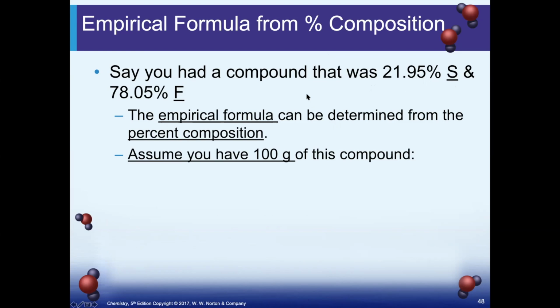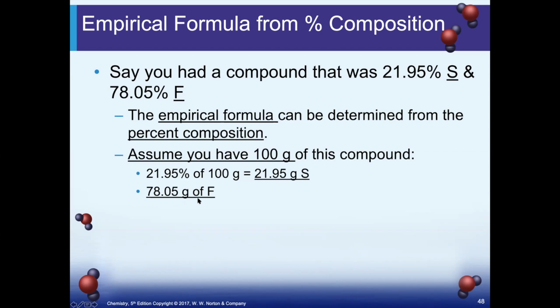Okay, before I start doing the calculation, there's a couple more things we want to put in our notes. The key is this right here: you assume that you have 100 grams of this compound. What that means is that if you have 100 grams of the compound, then 21.95 of those 100 grams is due to the sulfur, and 78.05 of those grams are due to the fluorine atoms. So 21.95% of 100 grams means you have 21.95 grams of sulfur. Same thing for the fluorine. 78.05% means that you have 78.05 grams of fluorine.